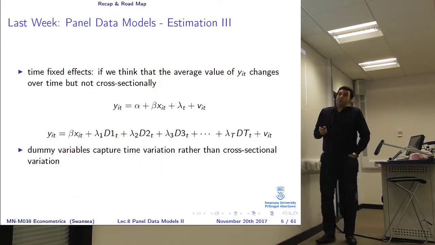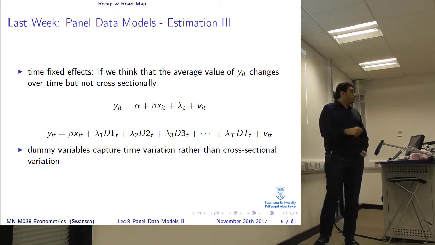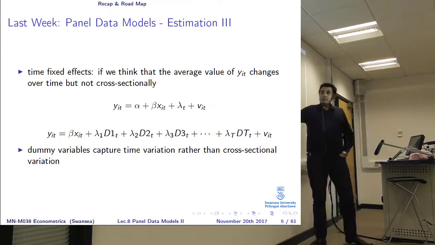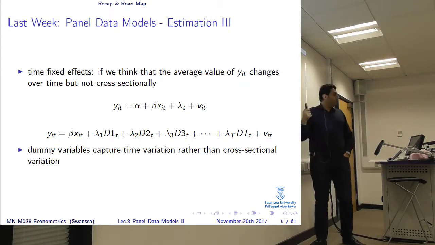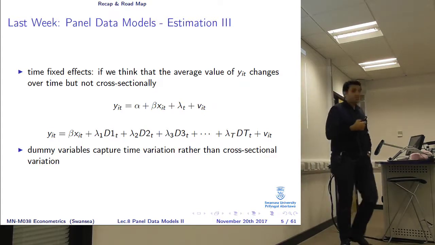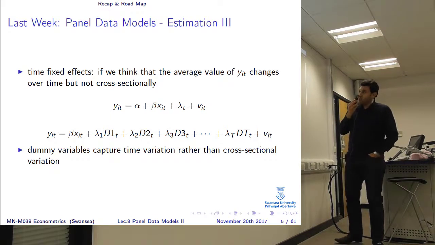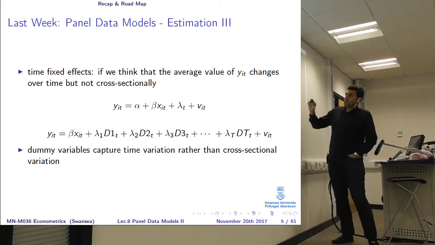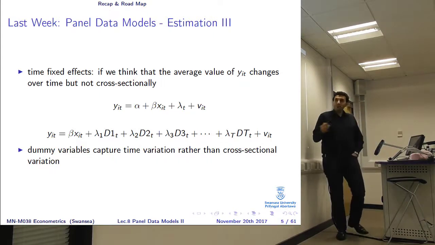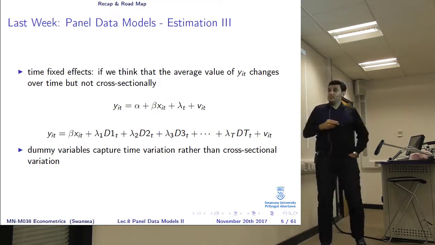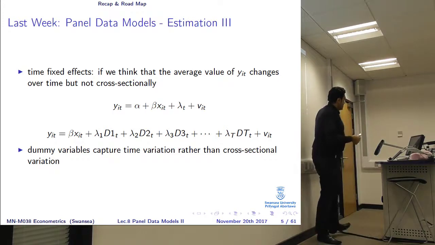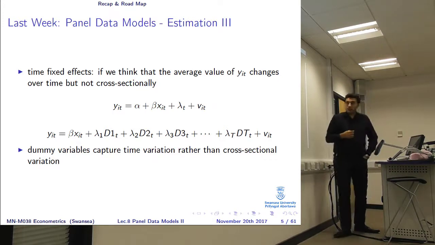We could also have a time-fixed effect. Again, it's very similar to the fixed effect model, in the sense that we could include dummies to estimate the model, but rather than having the dummies to define the units, we have dummies to define the time. So if we believe that the average value of y_it changes over time, not cross-sectionally, so it depends on time, we could estimate a time-fixed effect model. And as I said, these dummy variables capture the time variation rather than cross-sectional variation.